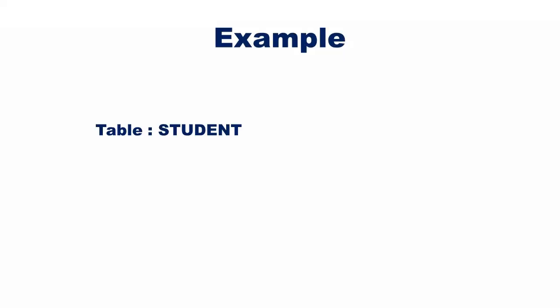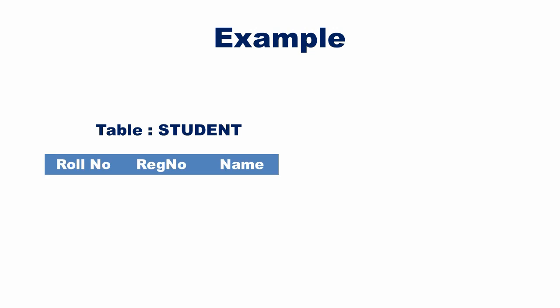Consider a table student with attributes roll number, register number, and name. Roll number alone can uniquely identify all the other attributes. So, roll number is a superkey. Register number also can uniquely identify all the other attributes. Hence, register number is also a superkey. Name cannot be treated as a superkey as there is a possibility of having two students in the same class with the same name. Any superset of a superkey will always be a superkey.